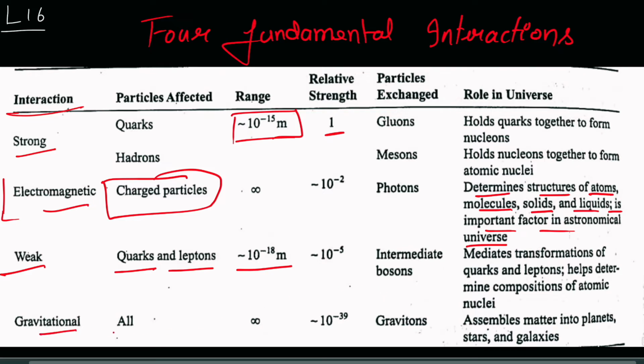And the gravitational force is the weakest force of all the three above forces. The gravitational force acts on all particles, and the range is infinity, but it is of a very small order. It is 10 to the power minus 39. The graviton particle is responsible. Right now we have discovered the graviton, I think in 2019 itself. Just check it out. It is responsible for the assembling of matter into planets, stars, and galaxies.